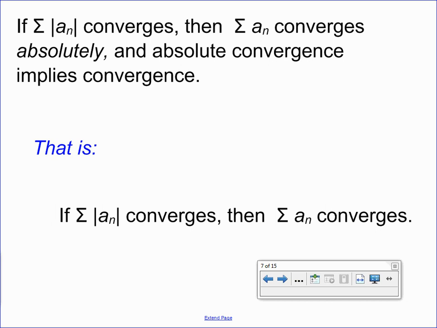If the series converges in the absolute, then we say it converges absolutely, and that implies convergence.